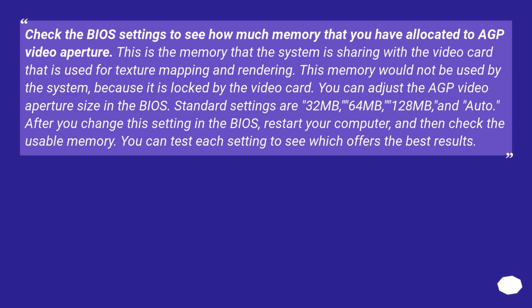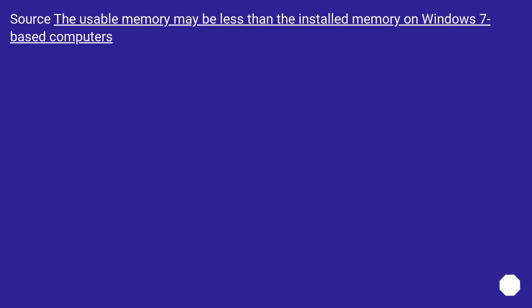You can adjust the AGP video aperture size in the BIOS. Standard settings are 32 MB, 64 MB, 128 MB, and auto. After you change the setting in the BIOS, restart your computer, and then check the usable memory. You can test each setting to see which offers the best results. Source: the usable memory may be less than the installed memory on Windows 7 based computers.